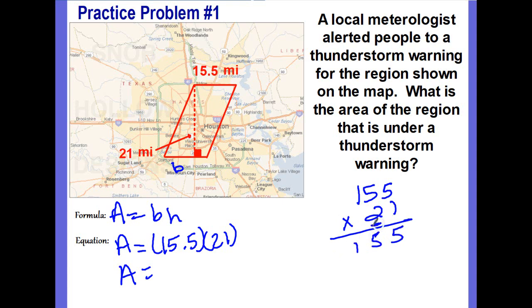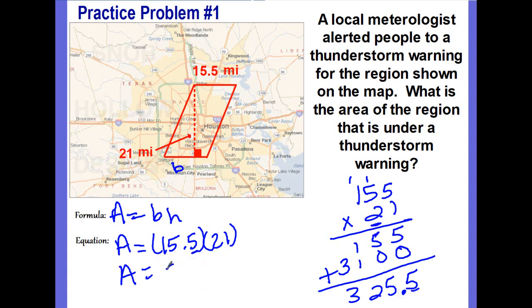I'm moving over to my tens place, so I need to add a 0 as a placeholder in the ones. 2 times 5 is 10, 10 plus 1 is 11. 2 times 1 plus 1 is 3. Add them up: 3, 2, 5, 5. Go back, I need one decimal place. So my area is 325.5 miles squared, because miles times miles is miles squared.